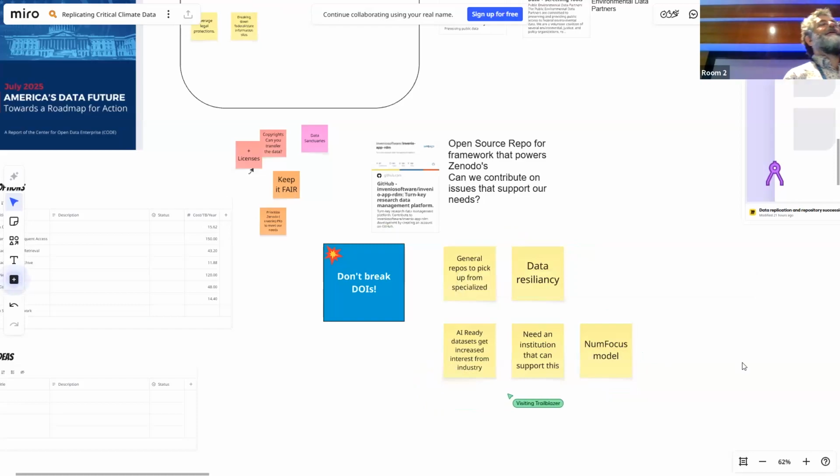And even maybe drawing on ESIP as a platform where some kind of model like that could happen.